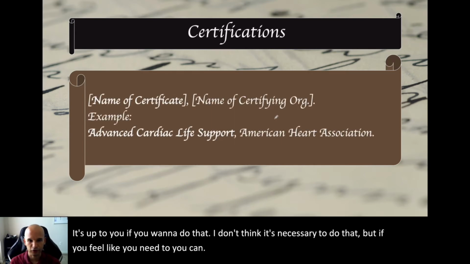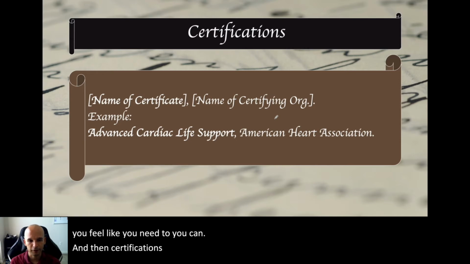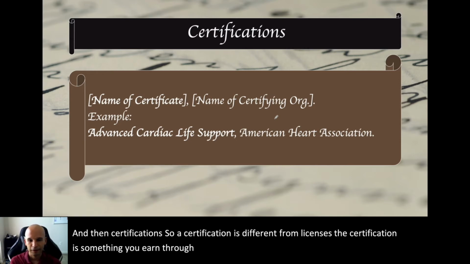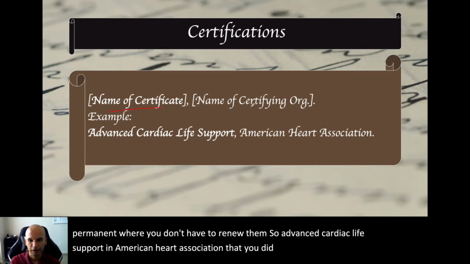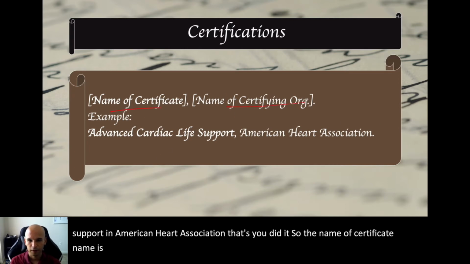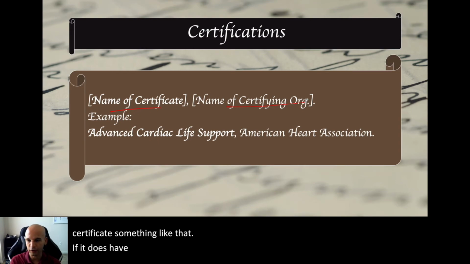And then certifications. A certification is different from a license because the certification is something you earn through a class. And sometimes certifications are permanent, where you don't have to renew them. So Advanced Cardiac Life Support, American Heart Association, that's how you do it. So the name of the certificate, then the name of the certifying organization. Or if you got a leadership certificate, something like that. If it does have an expiration, then you would put the years on that as well.